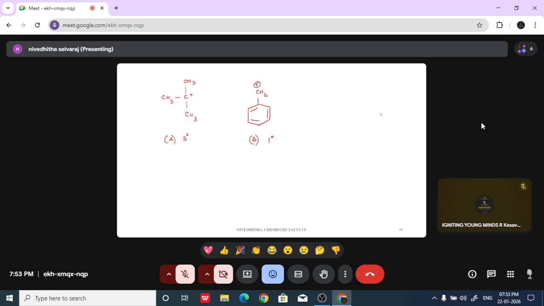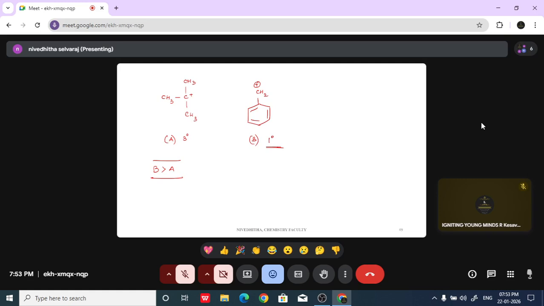Now we have to find the stability. Generally, what we know is tertiary carbocations are more stable. That is the general order, right? Here, listen here, very important point. As far as these two carbocations are concerned, B is more stable than A, because though the intermediate B is a primary carbocation, here this R group is a benzene one. So when the R group is benzene, it is more stable than the tertiary carbocation.